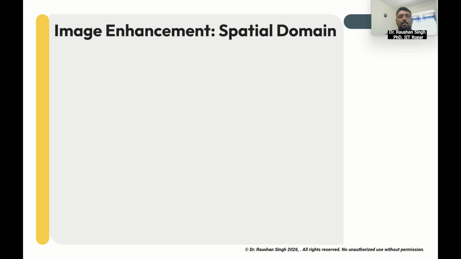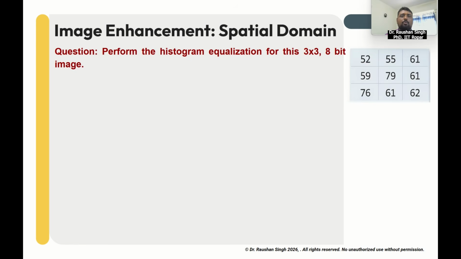Now let's see how we are going to perform it. You know that histogram equalization is a spatial domain operation. So we'll have a question like this: we have a 3 by 3 image, which means the number of rows and columns are 3 and 3, and it's an 8-bit image, as already declared in the question itself. You remember why this 8-bit is important.